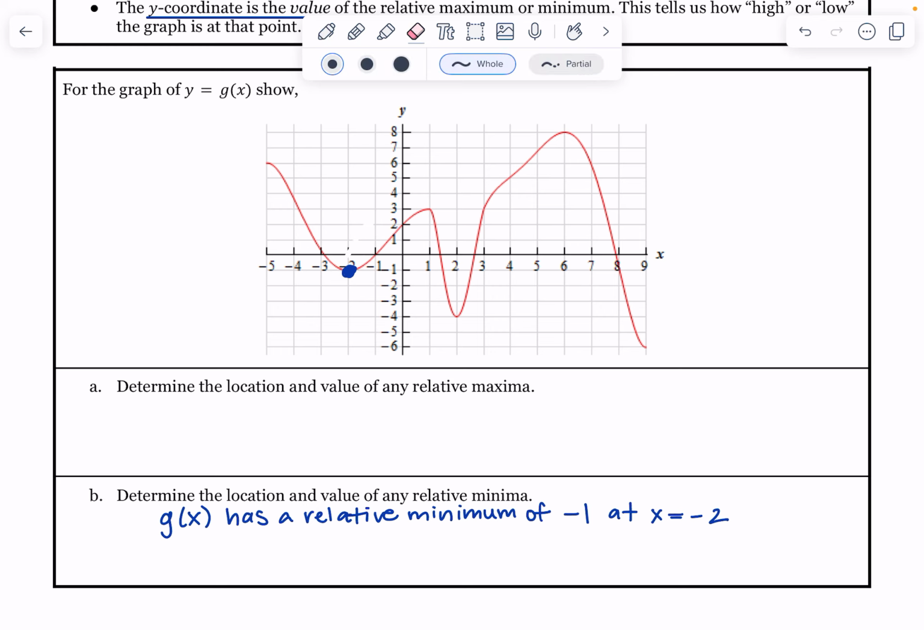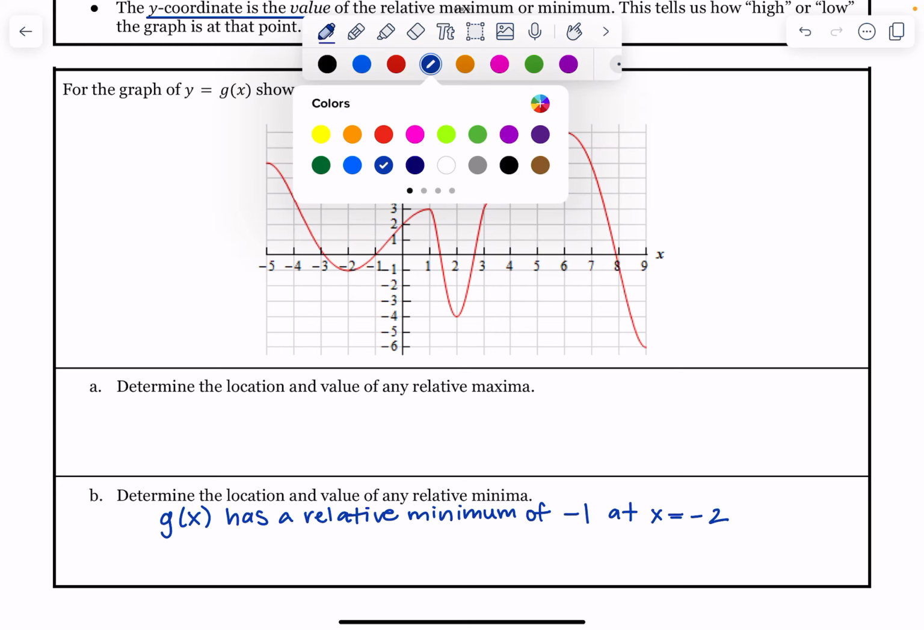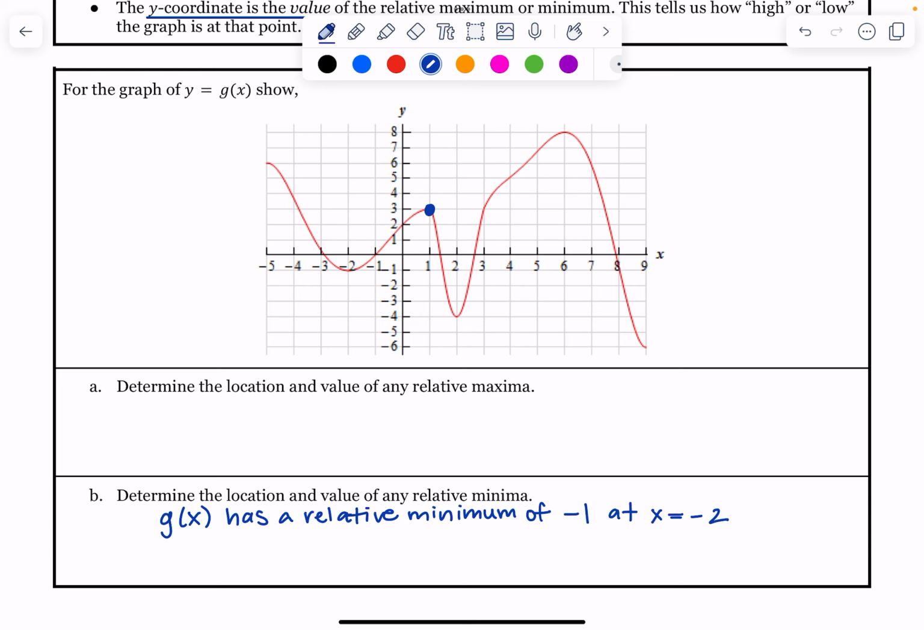Okay, so the next point that we come across would be this dot right here. And notice that is an upper point, so it's on the top of both points on the sides of it. And so that is going to be a relative maxima. Okay, so g of x has a relative maxima of, and the maximum value is the y value, so 3 would be the maximum value, and the location, so at, would be the number in the domain, or the x value, x equals 1.